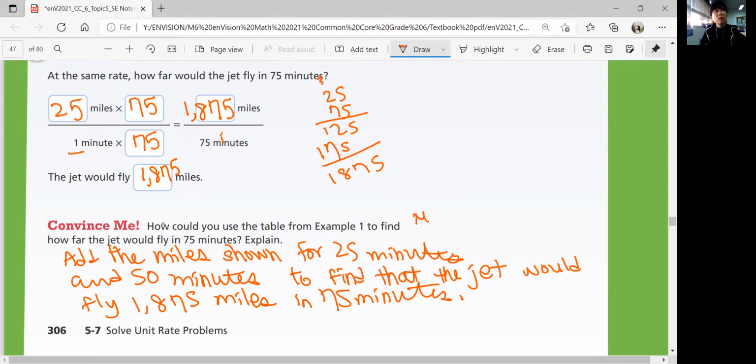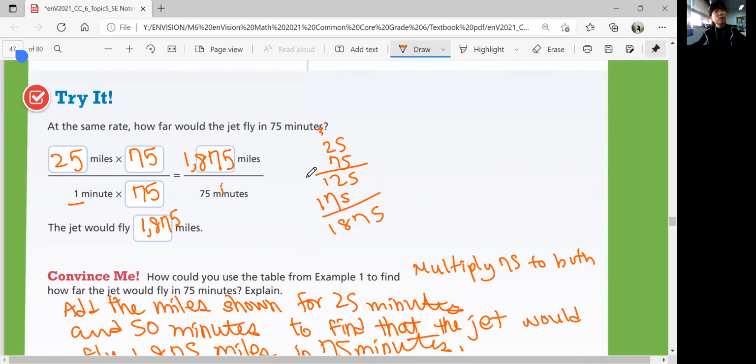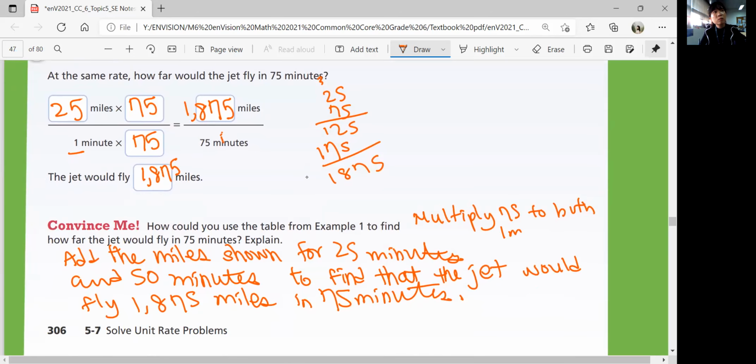Or you can multiply both 1 minute and 25 miles by 75. Okay.